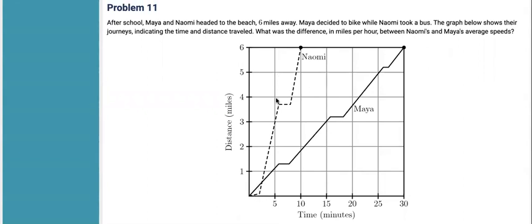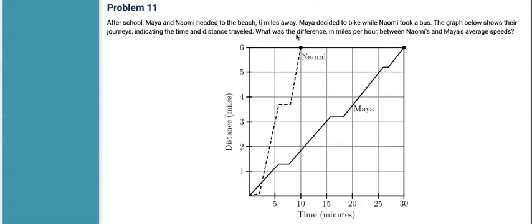After school, Maya and Naomi headed to the beach, 6 miles away. Naomi is a freaking speedster. Maya decided to bike while Naomi took a bus. Yeah, okay, that makes sense. The graph shows the journeys in time and distance traveled, a space-time graph or something. What's the difference in miles per hour between Naomi's and Maya's average speeds?